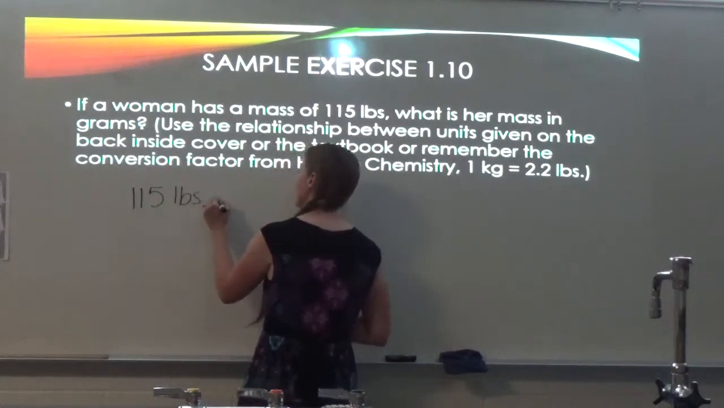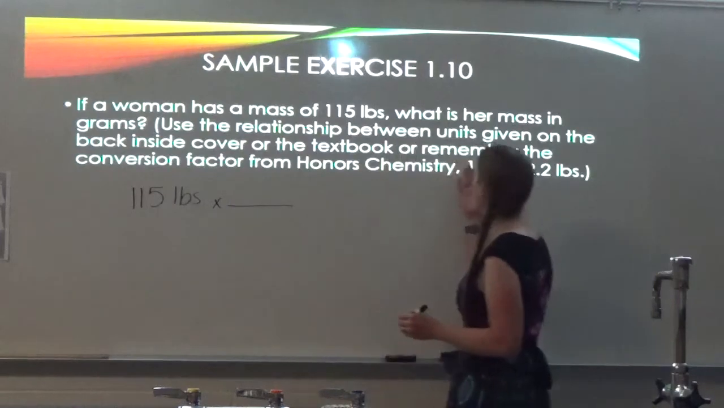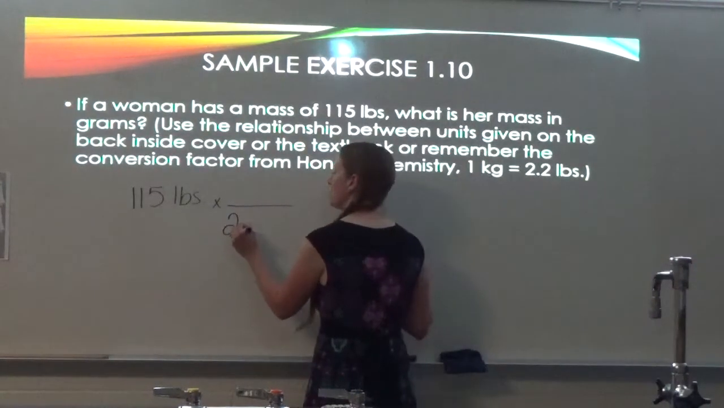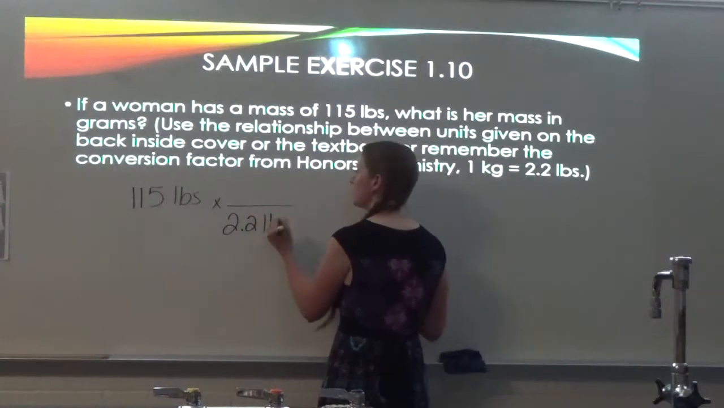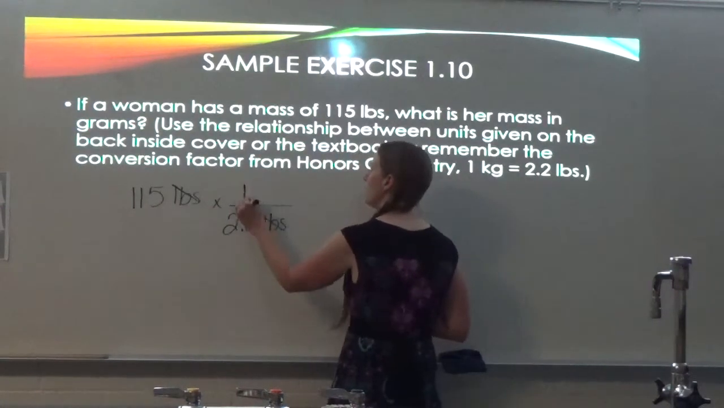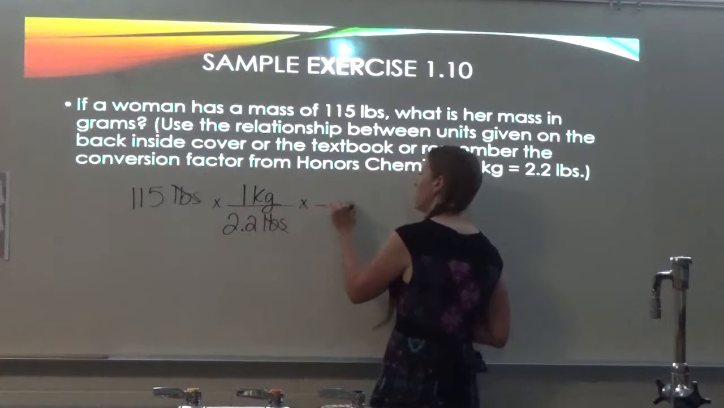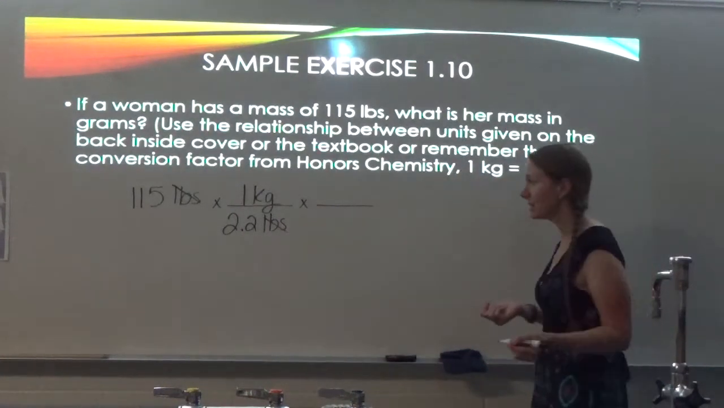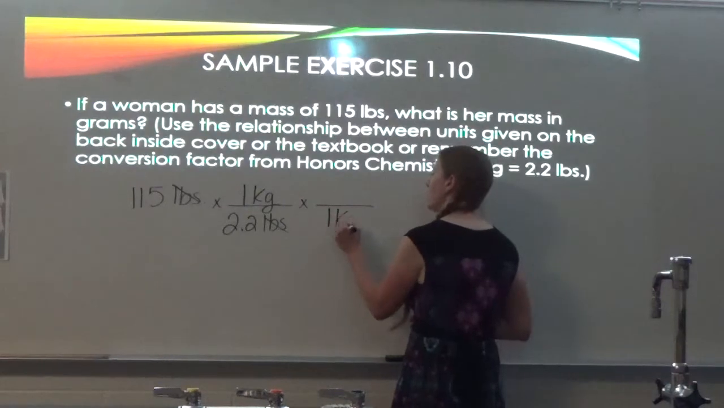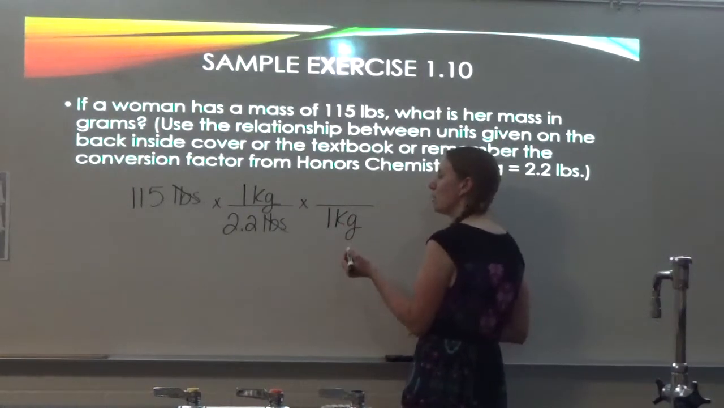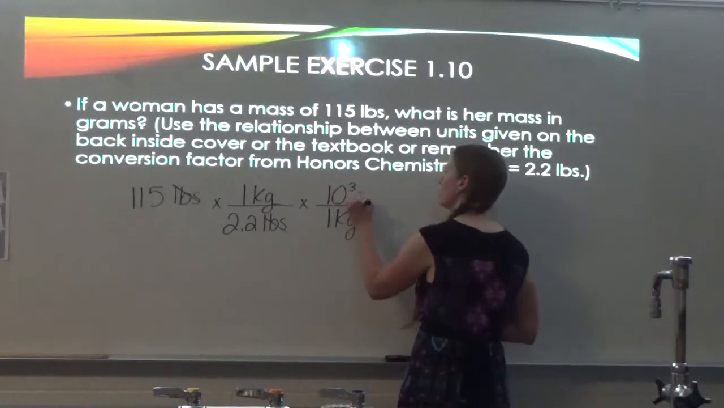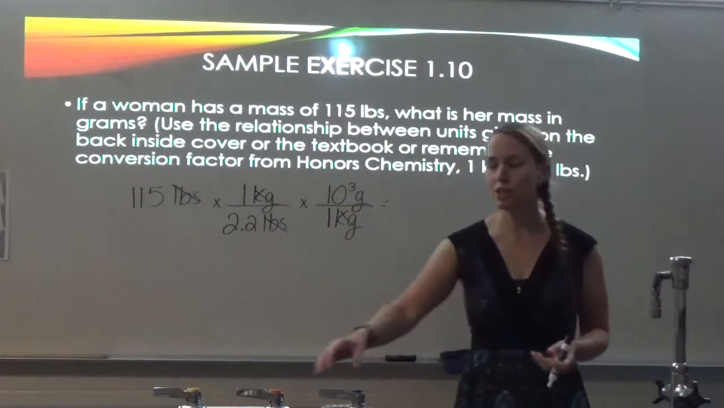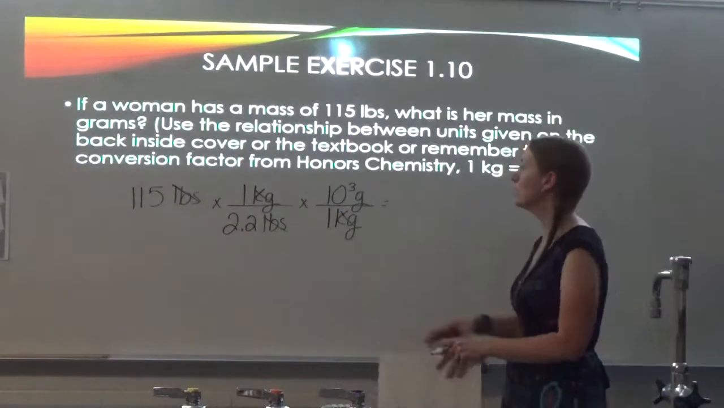Okay, so we're starting with pounds, 115 pounds. We're trying to get to grams. I know 1 kilogram is 2.2 pounds. So I'll put my 2.2 pounds on bottom so that pounds cancel, my 1 kilogram on top. But I have to keep going because it's asked me for her mass in grams. So I use my SI prefixes chart and see that 1 kilogram is 10 to the 3 grams. My kilograms cancel.